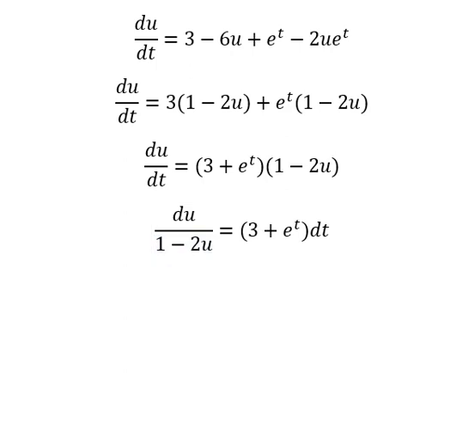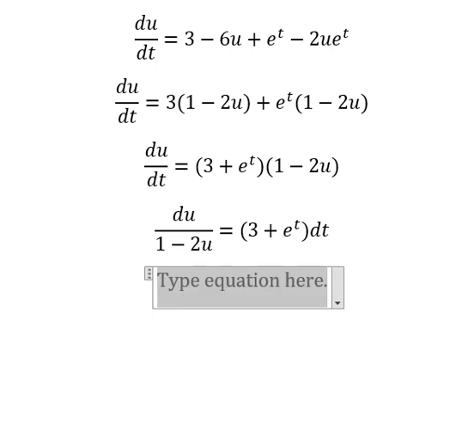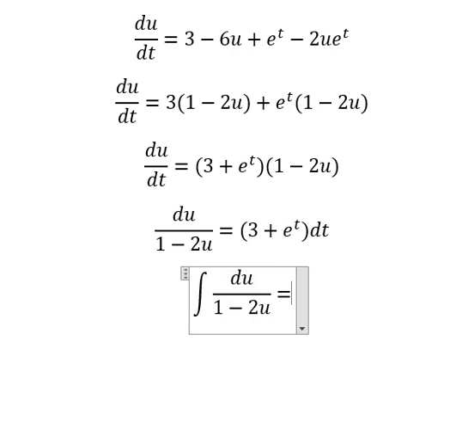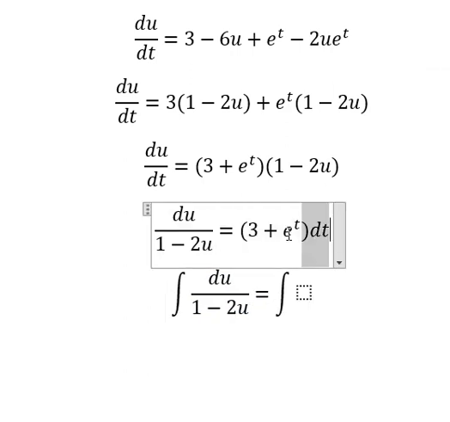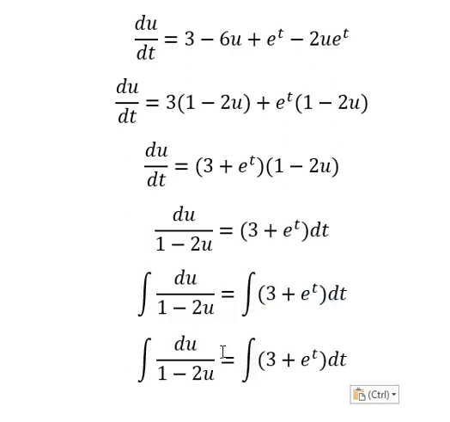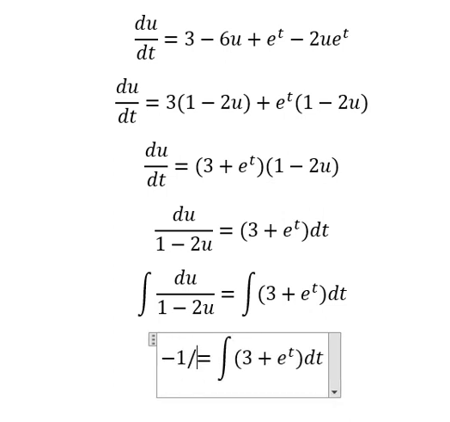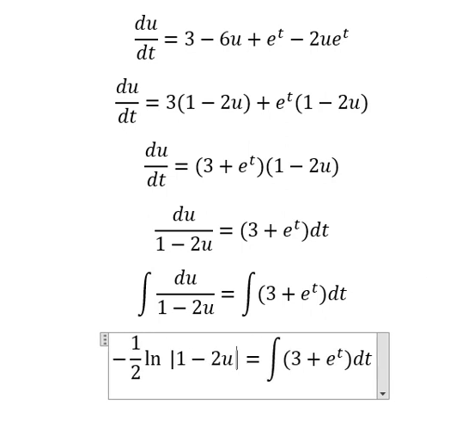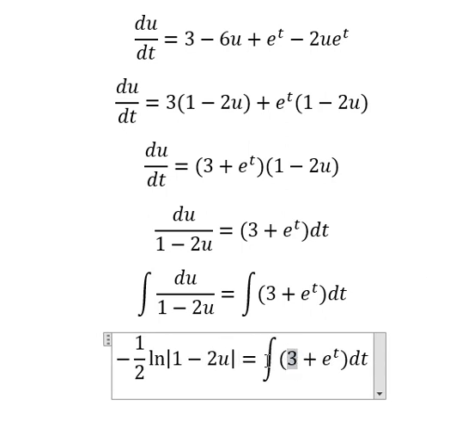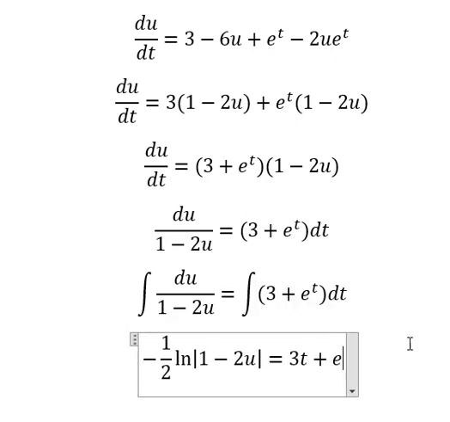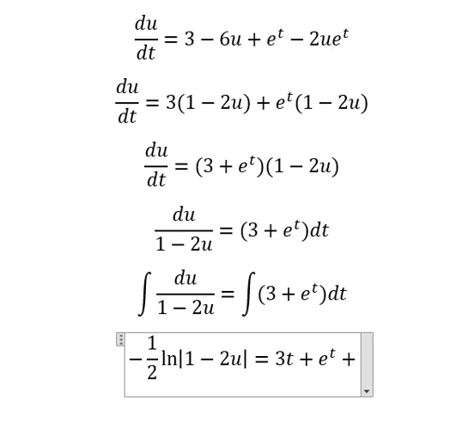Next, we can put the integration for both sides. So the integration of this one, we have negative 1 over 2 ln of the absolute value of 1 minus 2u. The integration of number 3, we have 3t. This one, we have e to the power of t, and I will put a c.